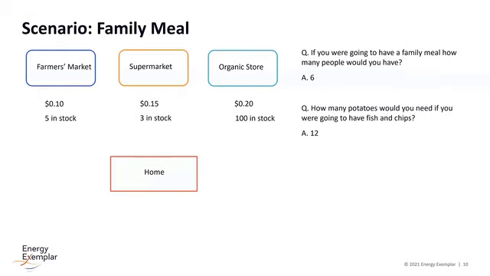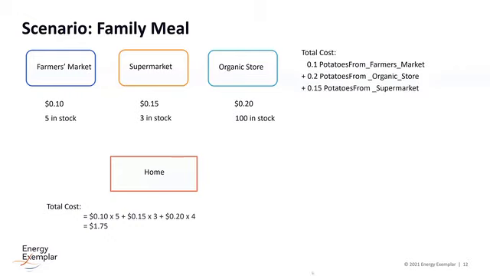Using the example that I've got here, we're looking for 12 potatoes. What's our total cost going to be? Well, we can do the maths. We're going to get 5 from the farmer's market. We're going to get 3 from the supermarket, and then we need 4 to make sure that we meet the demand for potatoes from the organic store, and this total cost comes to $1.75. Now, the question that we're trying to answer, and in fact, what we've already done here, is where are we going to go to get our potatoes from?